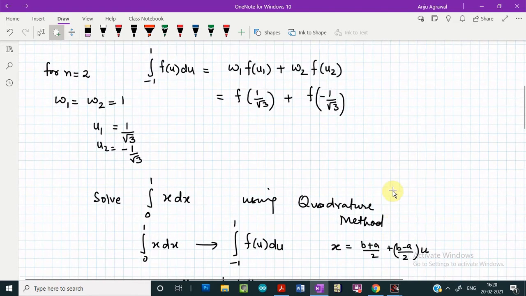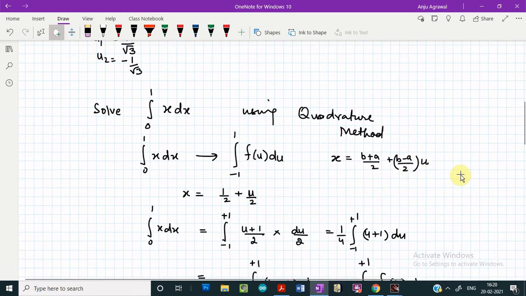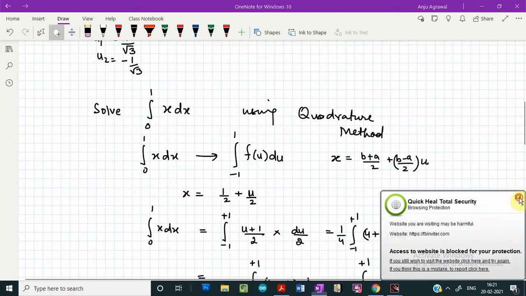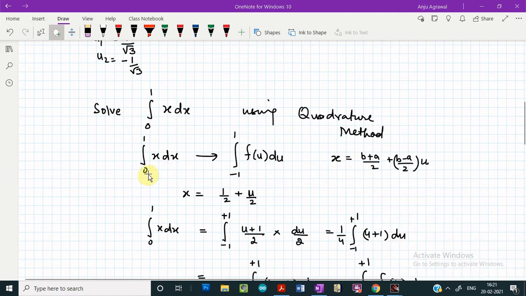Now let us try to understand how we can make use of this Gauss-Legendre quadrature method with the help of an example. Suppose we have to solve this integral, which has limits of integration 0 and 1. In order to use the Gauss-Legendre quadrature method, the first step is to change the limits of integration to -1 to +1 by making use of this transformation. Here b is the upper limit, so it is 1 in our case, and a is the lower limit, which is 0 in this example. If we substitute the values of b and a in this expression, we get x equal to 1 by 2 plus u by 2.